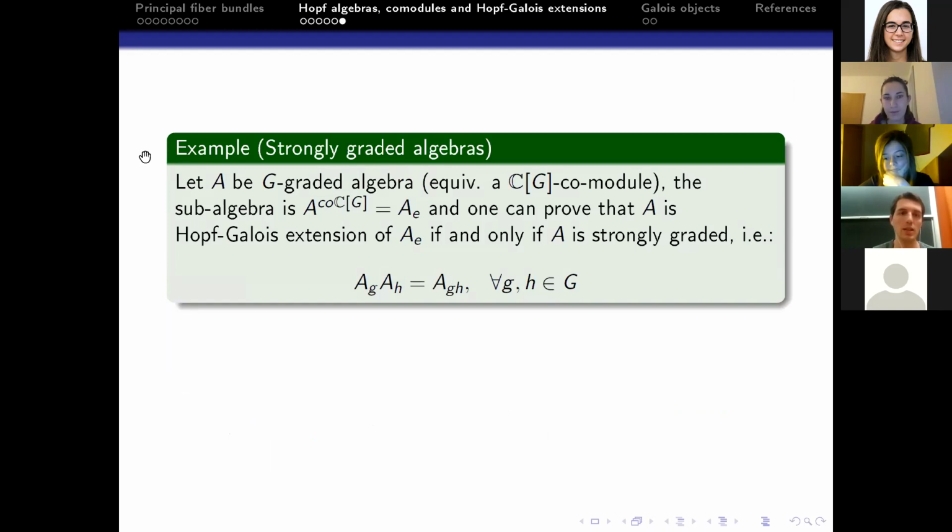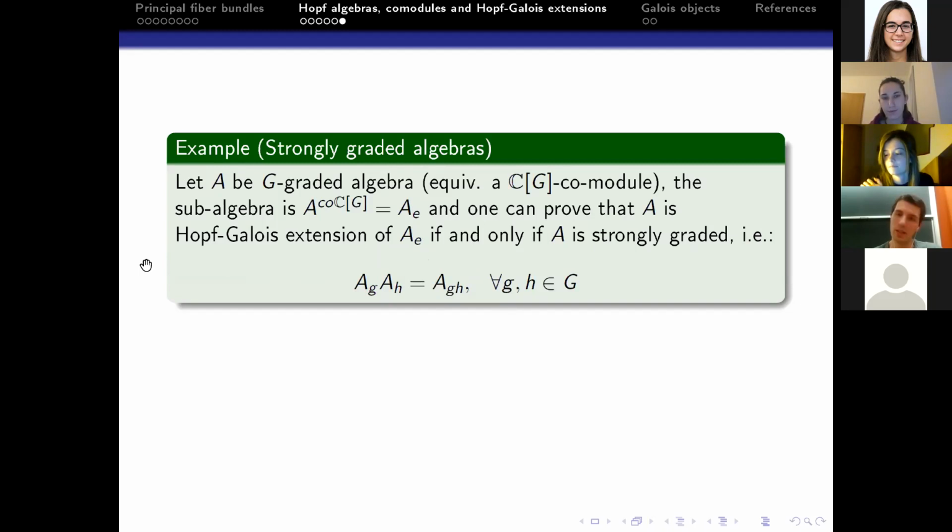So the last couple of slides are about our example: the group algebra of a group G is a Hopf-Galois extension, where the co-invariants are the subalgebra related to the identity in the group, if and only if it is strongly graded. That means that if we take an element in the component A_g and an element in the component A_h, their product is an element in the component A_gh. This holds for every element in the group G.